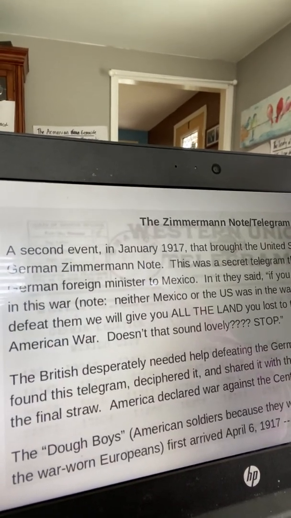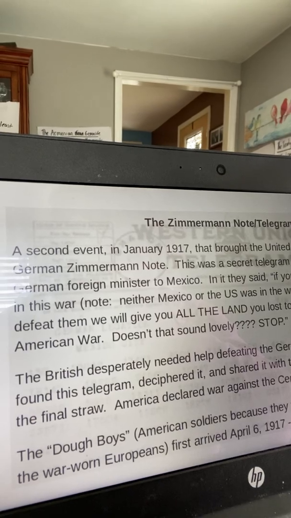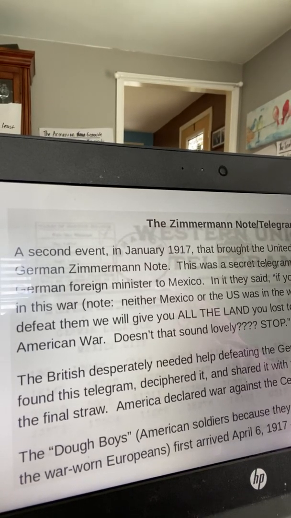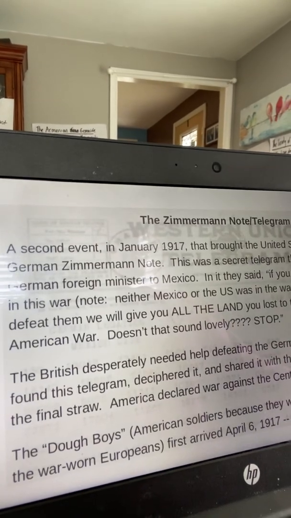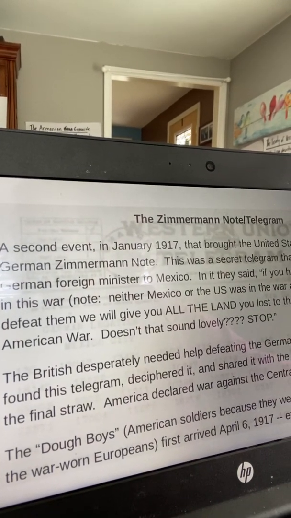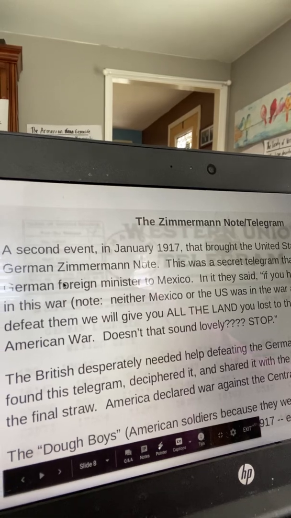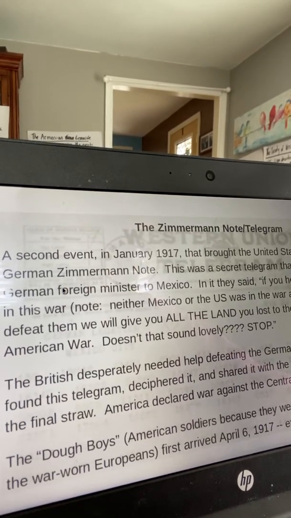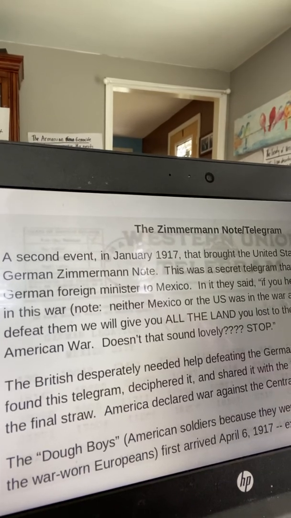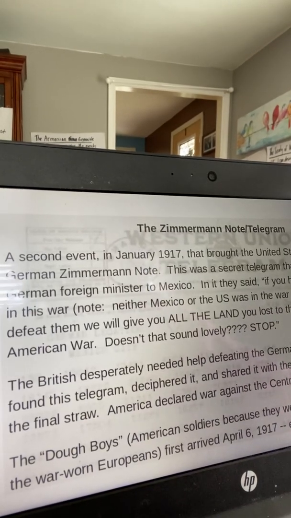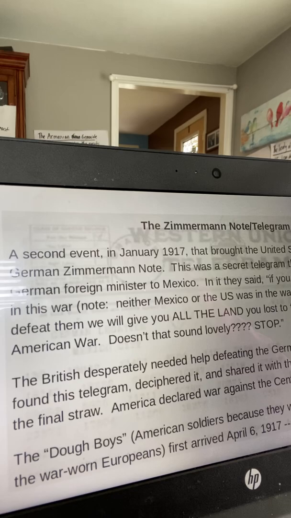The second thing that kind of got the U.S.'s knickers in a knot is the Zimmerman note. Sometimes it's called the Zimmerman dispatch or the Zimmerman telegram. Now, a telegram at the time was kind of how we would send a text message. It's a message that was sent over a wire, and you'd have little dots and dashes, like SOS would come across a wire and people would listen in.